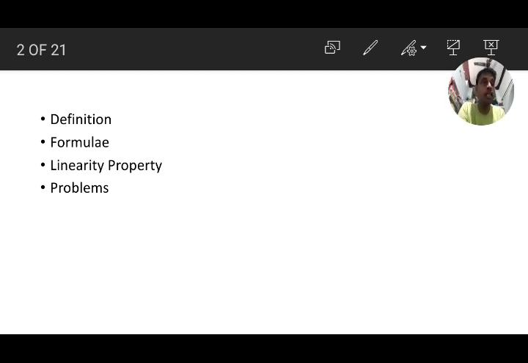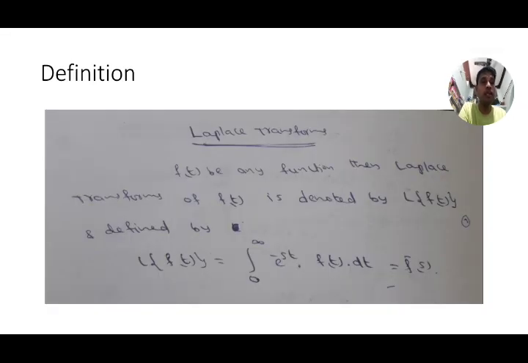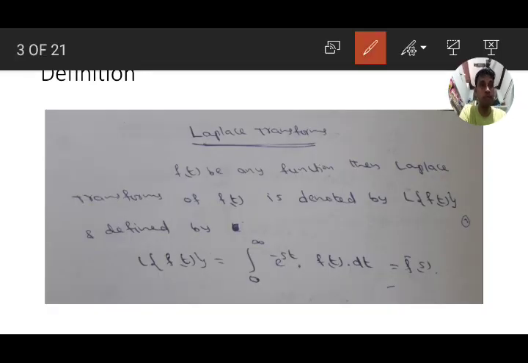First let us go to the definition of a Laplace transform. Suppose f of t be any function, then the Laplace transform of f of t is denoted by L of f of t. This L of f of t is the notation, and it is defined by L of f of t equal to integration 0 to infinity e to the power of minus s t f of t dt.